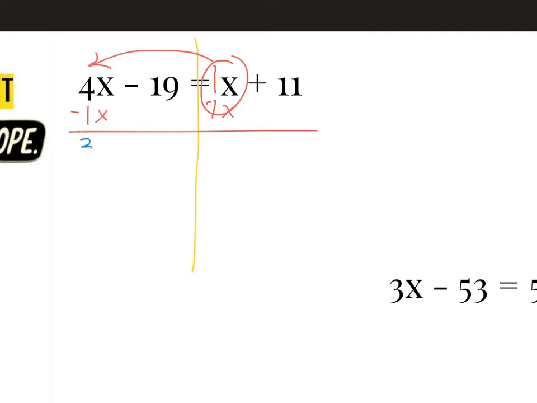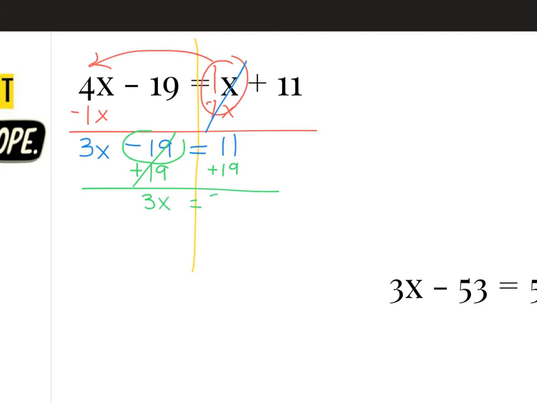That will leave me with 3x on the left side when I calculate. Bring down the minus 19 equals 11. Now from here, I'm going to cancel out the term not directly with the variable. So that's going to be the negative 19. So we add 19 and add 19. Cancel those out. We're left with 3x on the left and 30 on the right. Finish it off by canceling out that 3 by dividing. X is equal to 10. So there's your value for x.